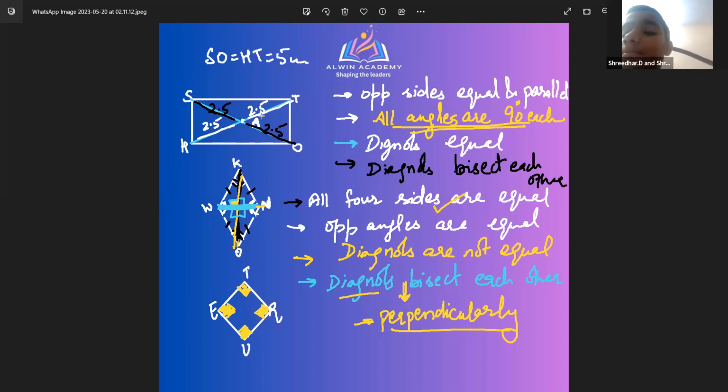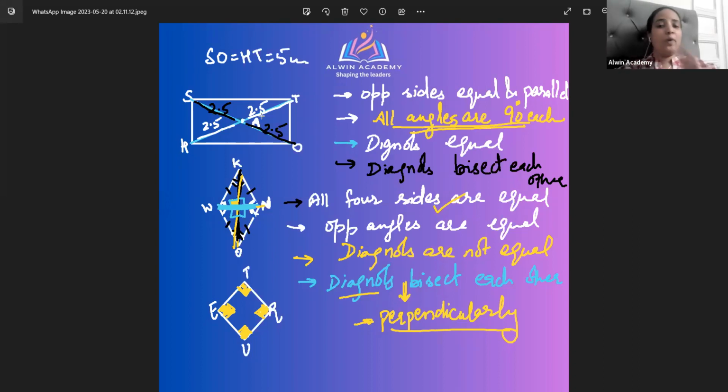In a square, all the properties of diagonals are checked. Are they equal? Yes, they are. Are they bisecting each other? Yes, they are bisecting. Are they perpendicular to each other? Yes, they are perpendicular. Got it, everyone, or not?